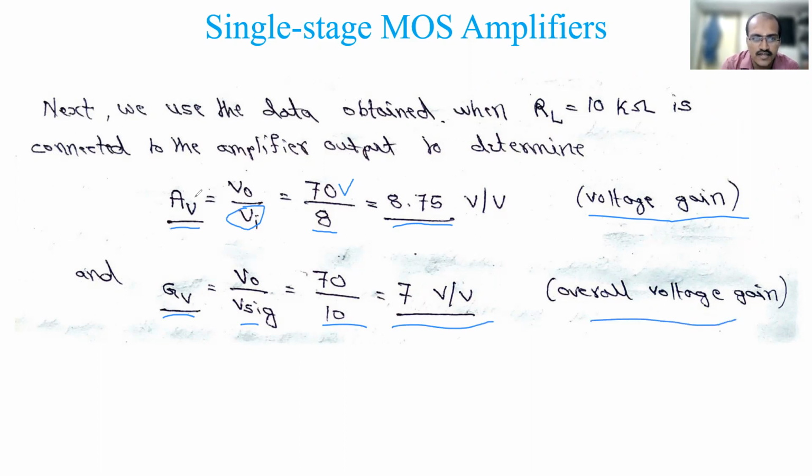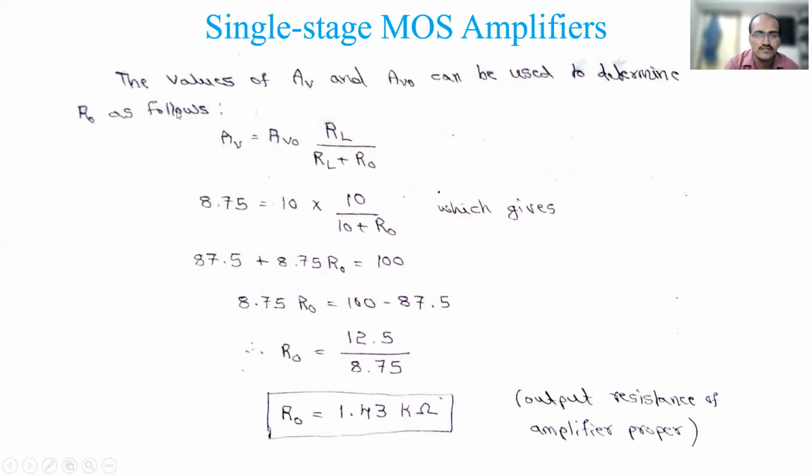So now based on this, we can calculate the R out value, the output resistance, which depends on the R signal. The values of AV and AV naught can be used to determine R naught. I am not using AV and GV here. The previously calculated AV naught and the now calculated AV, these two I will use, with RL by RL plus R naught. This is the relationship. Out of 6 relationships, I have used this one. I know AV naught and RL, so I have to calculate the R naught value.